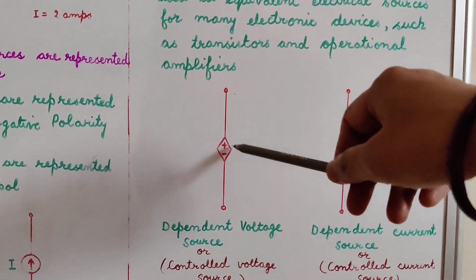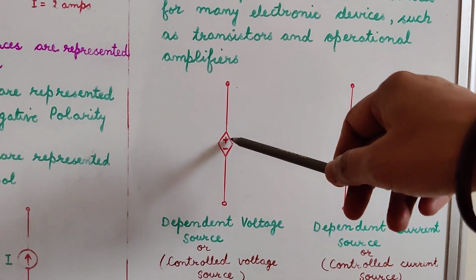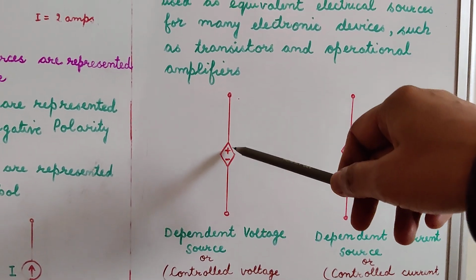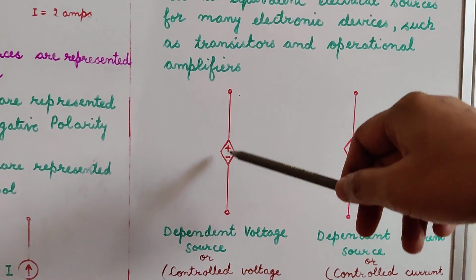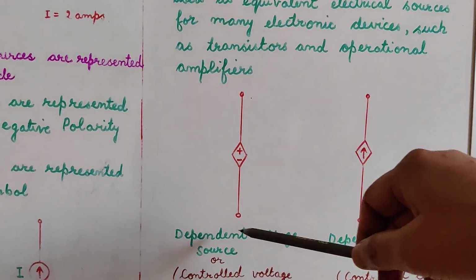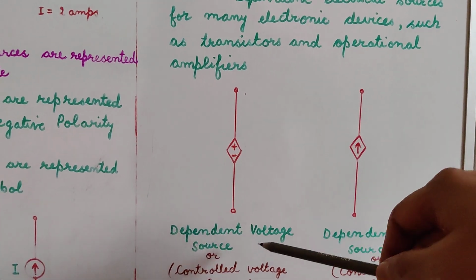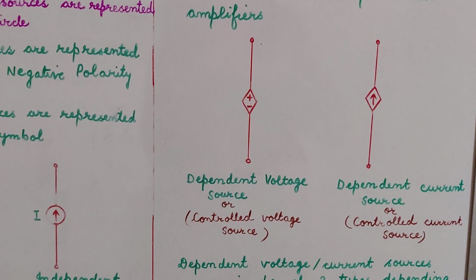Similarly, this is represented by diamond symbol, and since the polarity plus and minus has been indicated inside this diamond symbol, so this is the symbol of a dependent voltage source or a controlled voltage source.